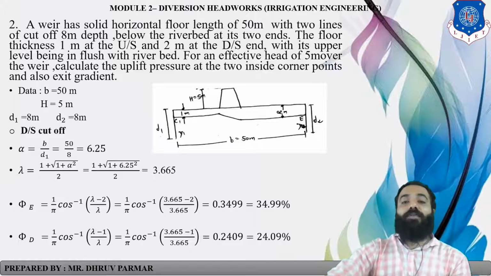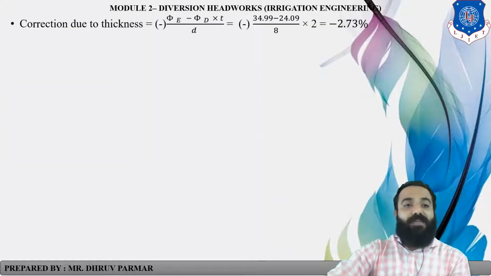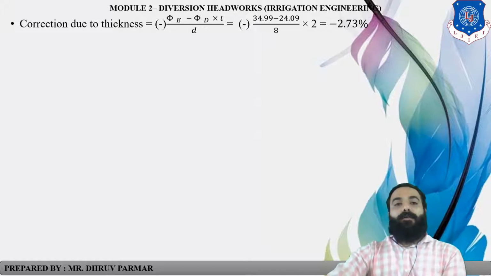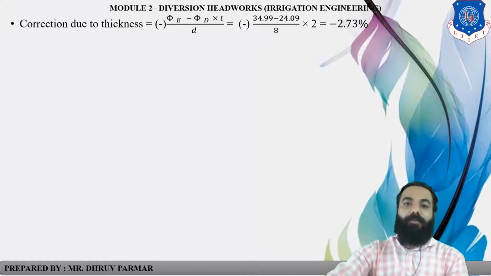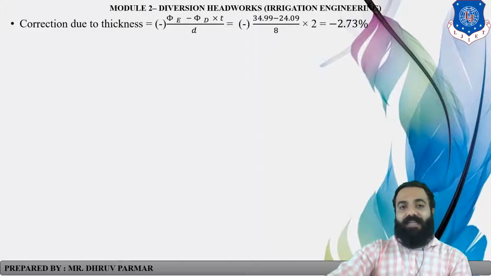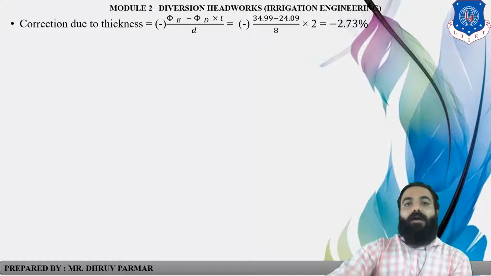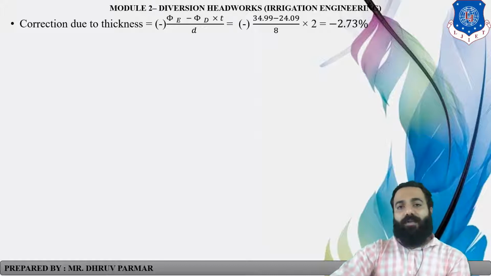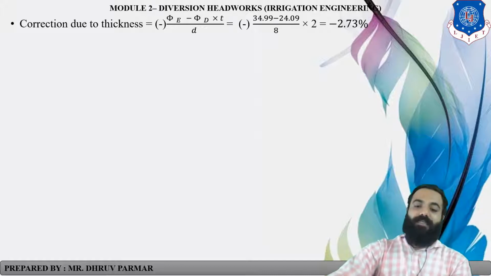So what is the next procedure? The next procedure is to calculate the thickness correction. Clear? So the first correction is due to thickness, where the flow goes from E to D section. And you know that for the downstream section the correction is negative, or subtractive: (phi E minus phi D) divided by D, multiplied by T. So we have the thickness of downstream flow 2, and phi E and phi D in percentage form. Clear? Please remember that the values are put in percentage form. So 34.99 minus 24.09, divided by 8, multiplied by 2, gives minus 2.73%.